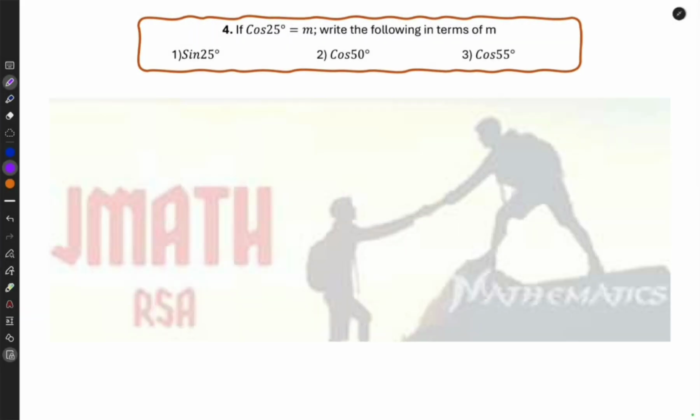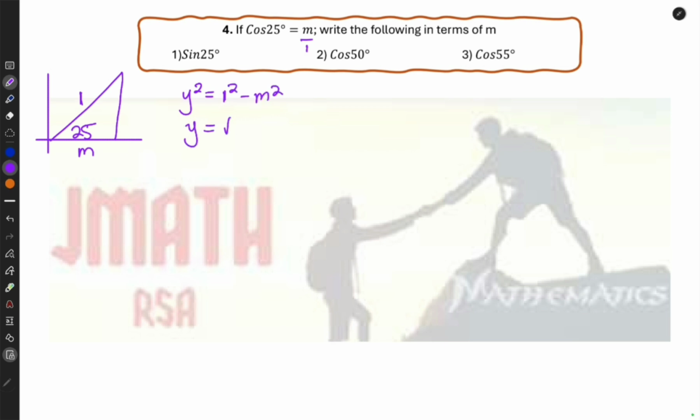So I know it's cos 25. I can immediately draw a triangle in the first quadrant. So I would just go there, put a 25 there, and then this is adjacent over hypotenuse. So if this is adjacent, then that is hypotenuse. If I then do Pythagoras, I can say y squared is equal to 1 squared minus m squared, meaning y would then just be the square root of 1 minus m squared. I can just put it there.